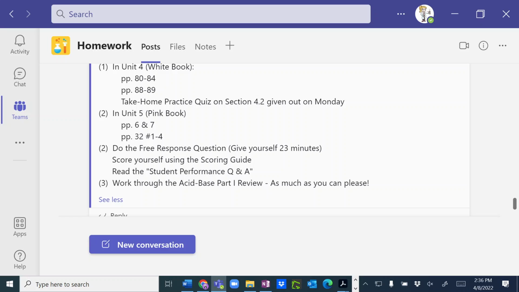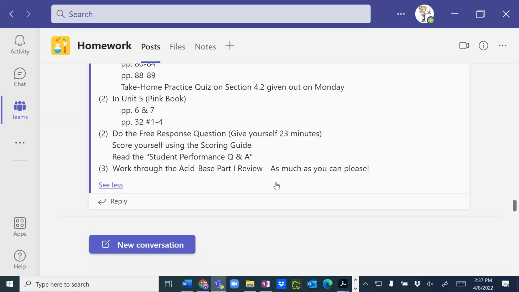And you're going to work through as much of the acid-base part one review as you can, given that you have all those other things to do. None of those other things are particularly long. I know there are two number 2s, but apparently I can't count. You guys can figure it out? You can go 1, 2, 2, 3, that's okay? Yeah? All right, good.